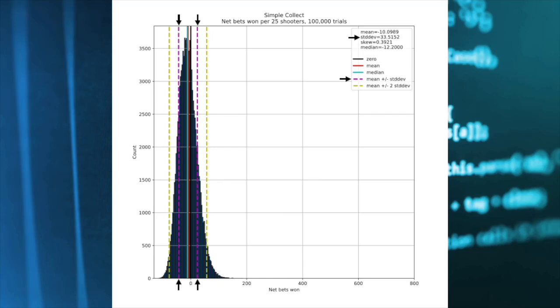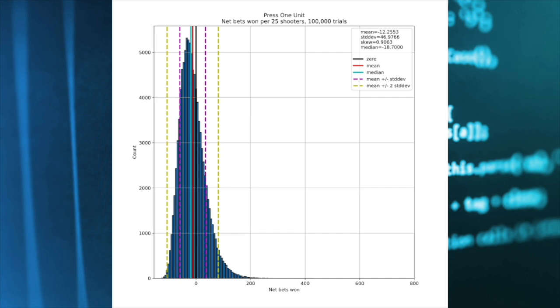Now, if you consider the mean plus or minus 2 standard deviations, you get a range that encompasses 95% of the outcomes. Here, that's from about minus 77 bets to positive 57 bets. Playing this strategy 95% of the time, you can expect to lose no more than $770 and win no more than $570. So this is a very conservative way to play. No big surprises. You won't lose a lot, but you won't win a lot either.